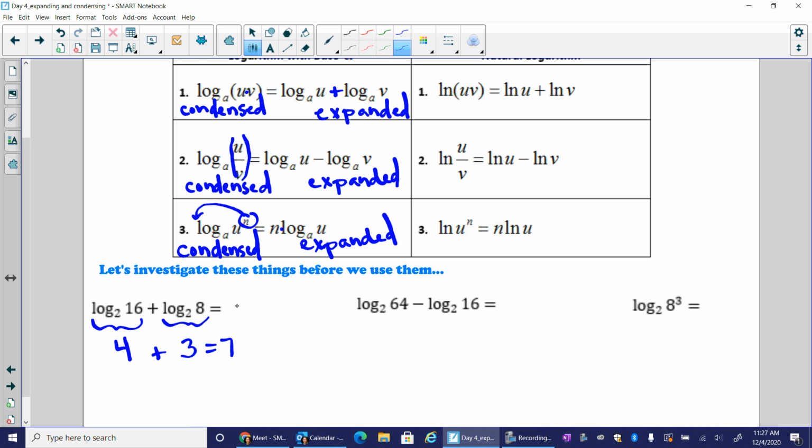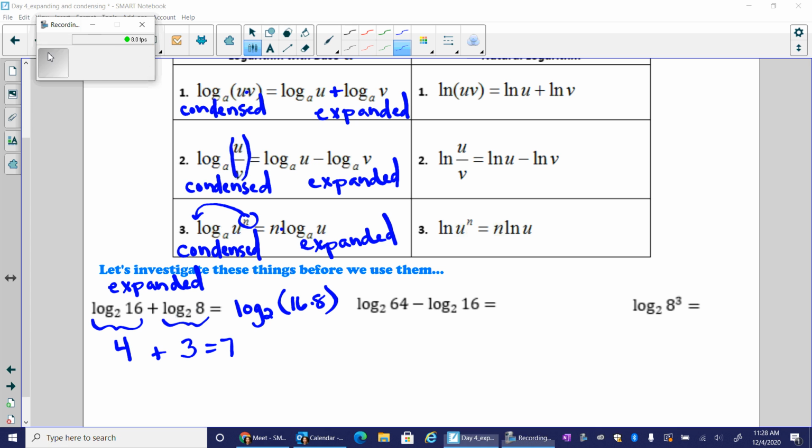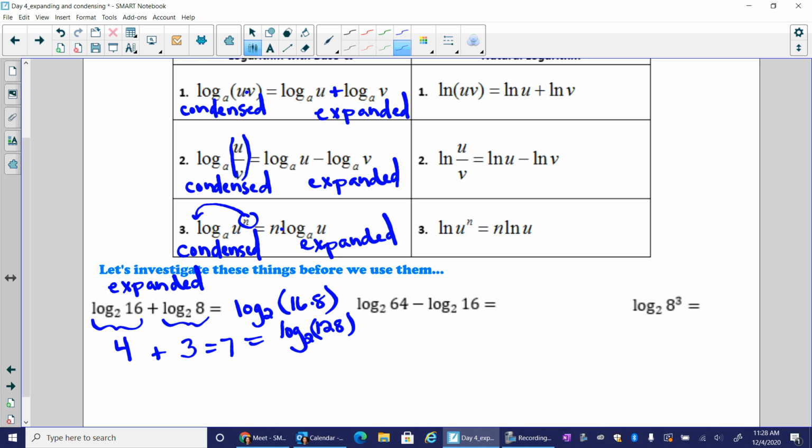Well, what these rules are saying is that we don't have to do it as two separate logs. We can take this expanded form and we can condense it into log base 2 of 16 times 8. So this is equal to log base 2 of 128. Well, 2 raised to what power equals 128? That is in fact 7. So we get the answer of 7 regardless of which way we go.